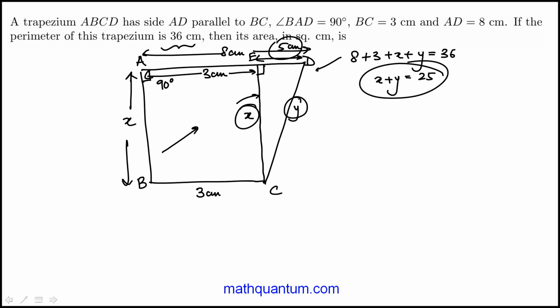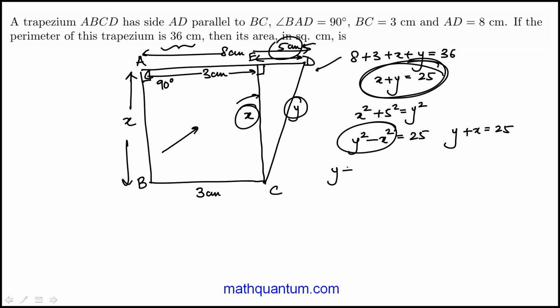So we have another relationship between these two quantities from the Pythagorean theorem. X squared plus 5 squared is equal to Y squared. Or I can write it as Y squared minus X squared is equal to 25. This one is really Y plus X is 25. So instead of doing substitution here, I note that I can use difference of squares and rewrite it.